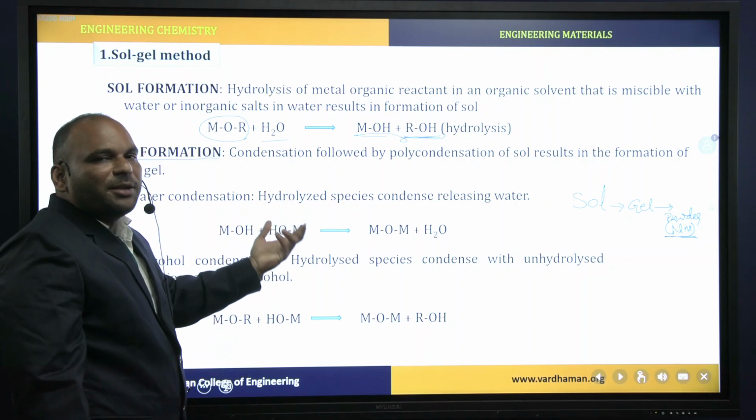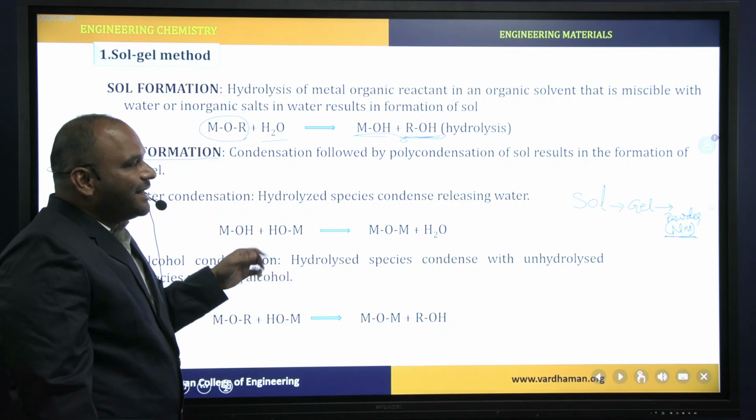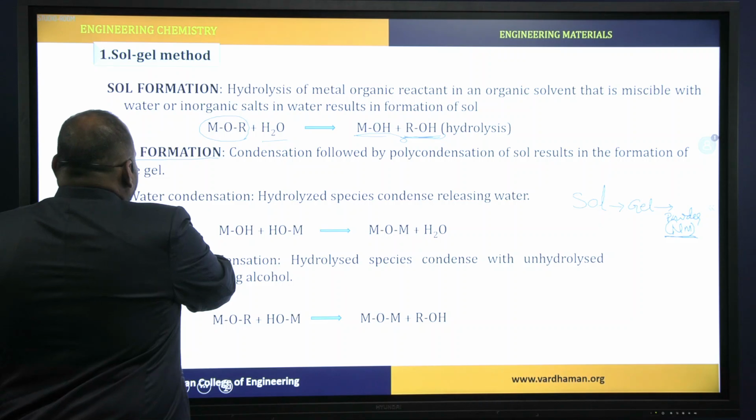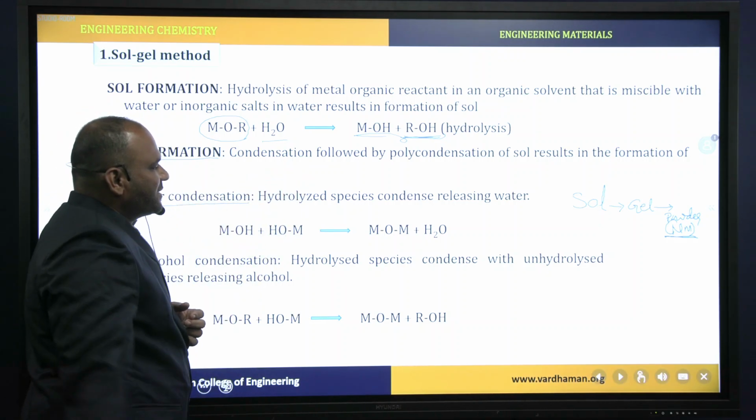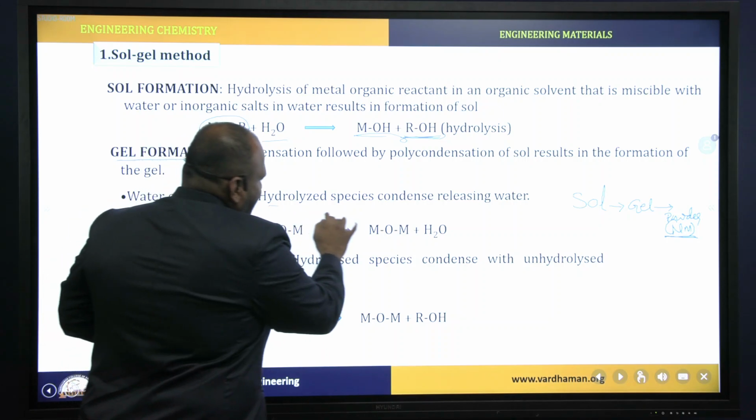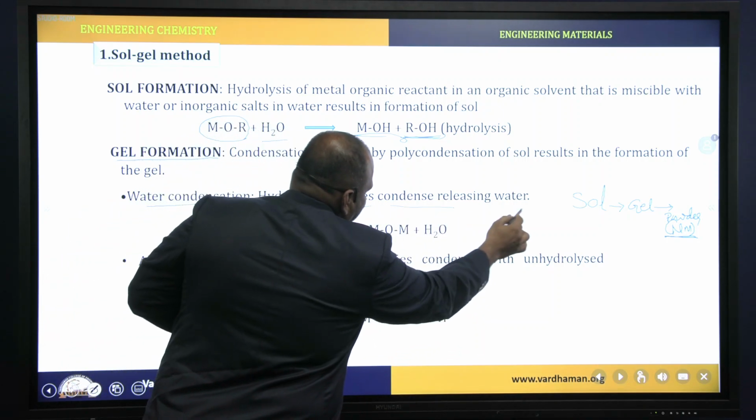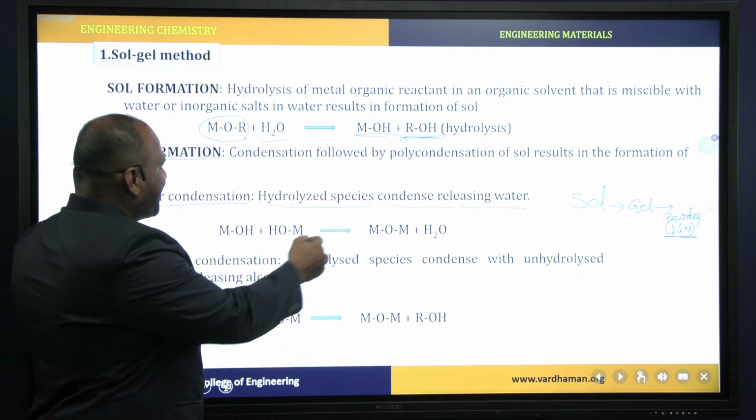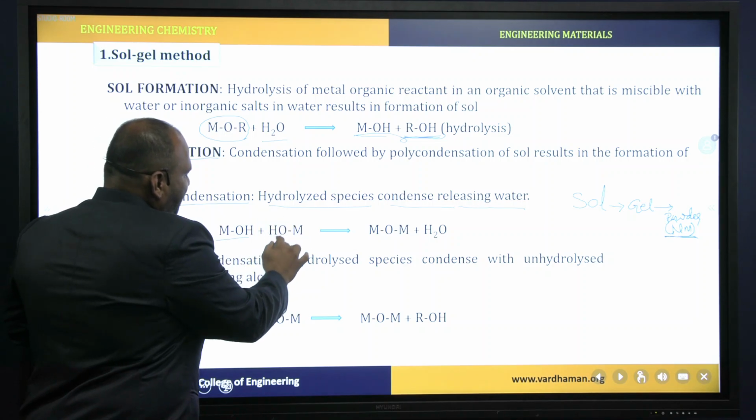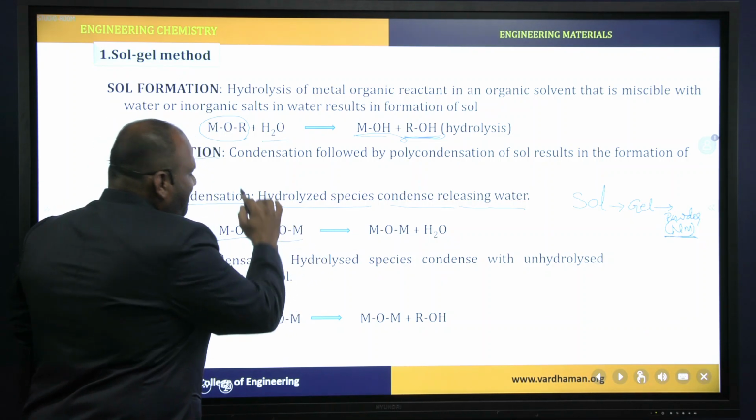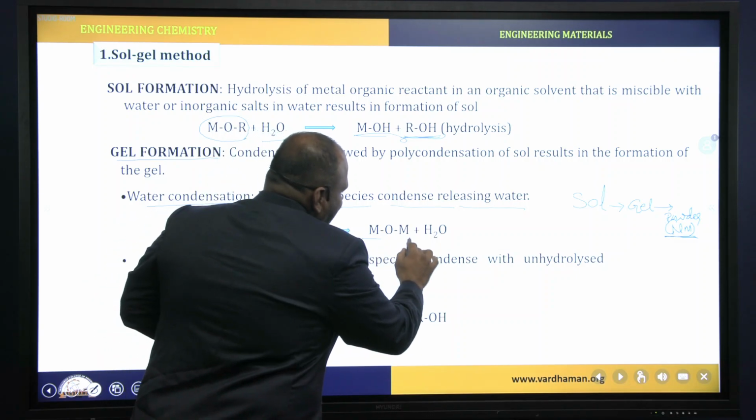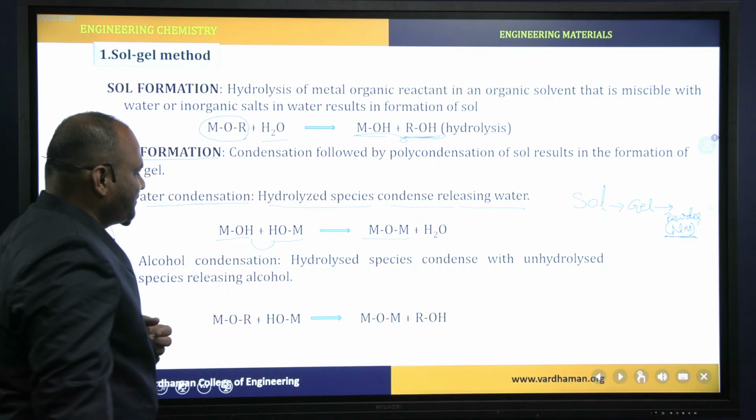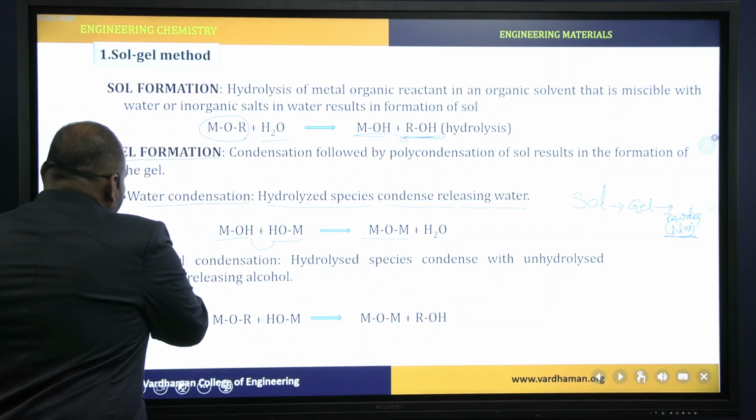Condensation means a removal of water or dehydration. In this step, first one is water condensation. Hydrolyzed species condense, releasing water. Releasing water is nothing but dehydration. Metal OH linkages which are present in the gel combine with each other and are converted into metal oxy metal linkages plus water.